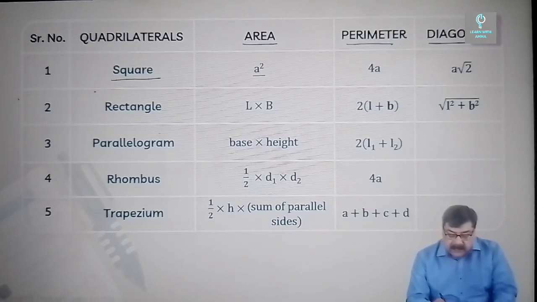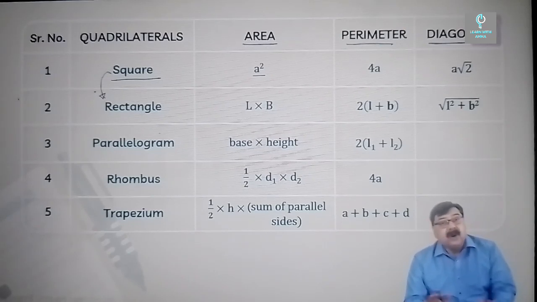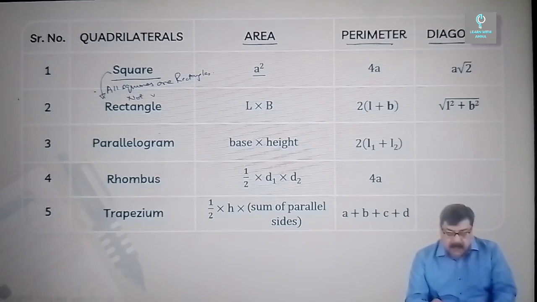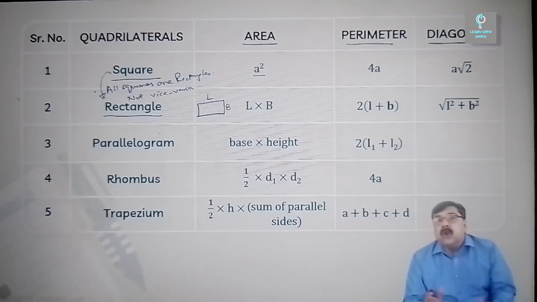Kindly know that every square is a rectangle, but not vice versa. All rectangles are not squares. Now first let us discuss the area of a rectangle. This is how a rectangle looks. This is length and this is breadth. Usually length is the longer side.